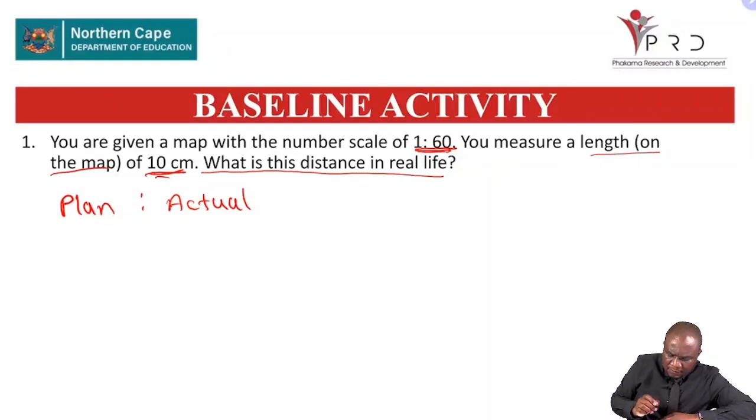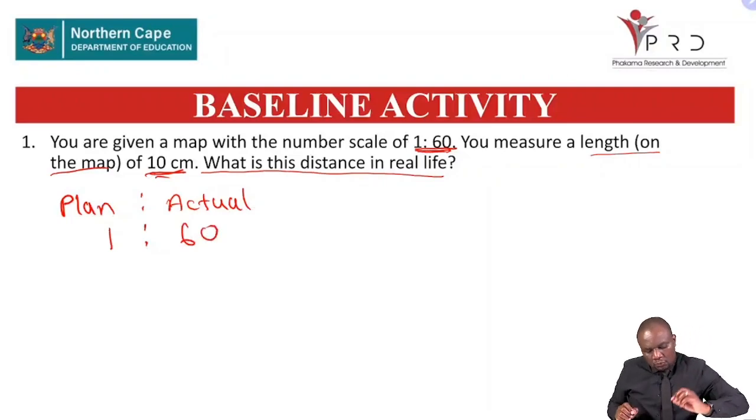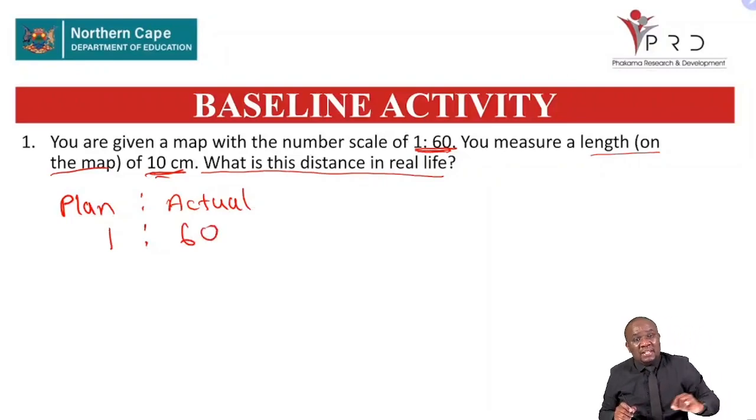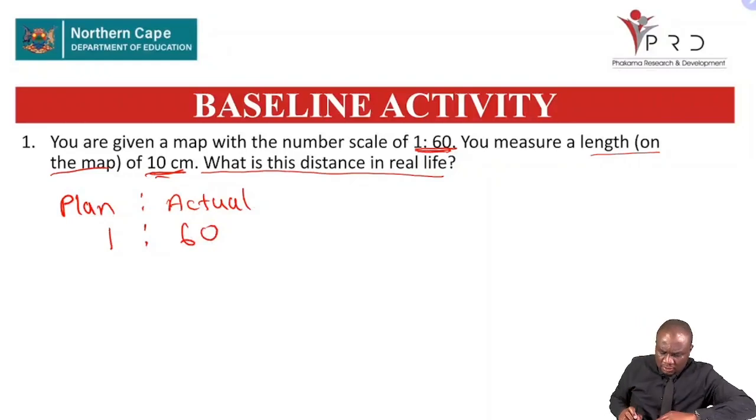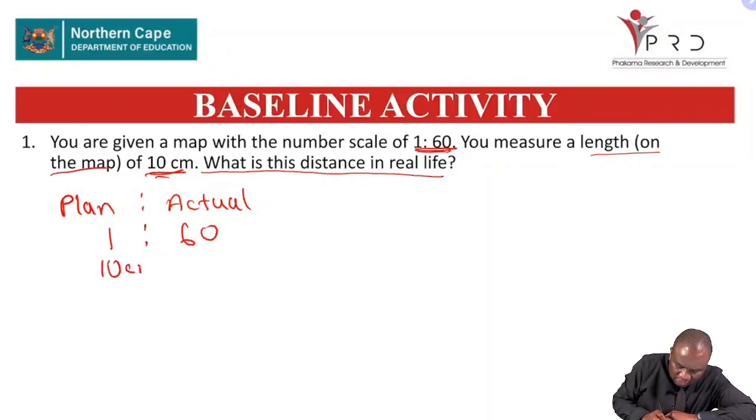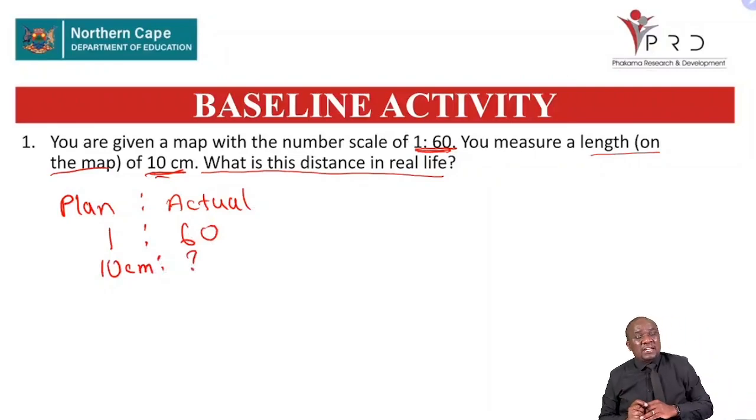All right. So now this is 1:60. 1 unit on the plan means 60 units on the ground. Okay. All right. So now we want 10 centimeters on the plan. What is it on the ground? We don't know. You can put a question mark there.